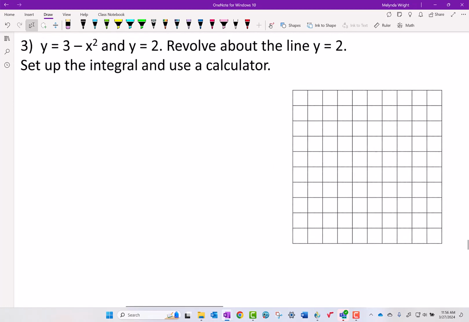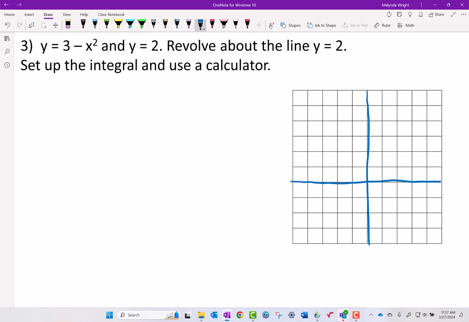Okay, so we've got 3 minus x squared and y equals 2. Revolve about the line y equals 2. Oh, we're not revolving on an axis. Okay, this is going to be a little different. That's good. So let's first draw our picture. And by the way, the graph is non-negotiable. You're going to have to graph every single problem that you do with area and volume. That's a total requirement for me because you've got to look at it to see what's big and what's little. How do we even know if we don't graph it? What do we guess? Guess is not a good thing.